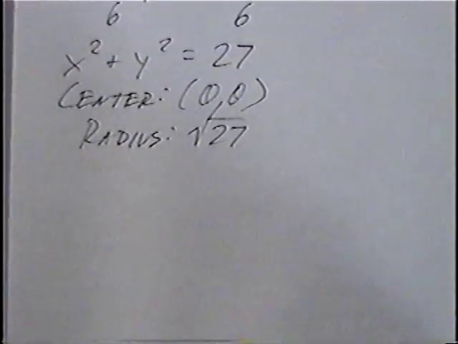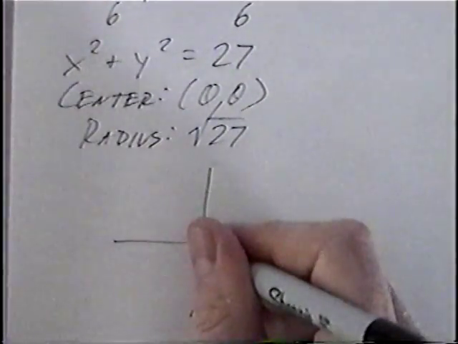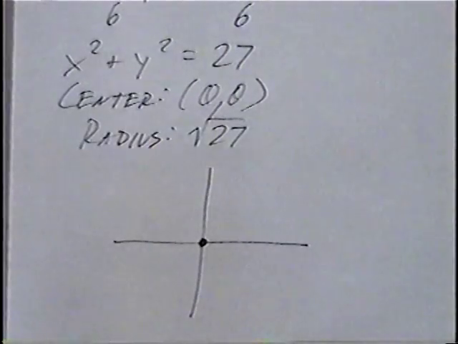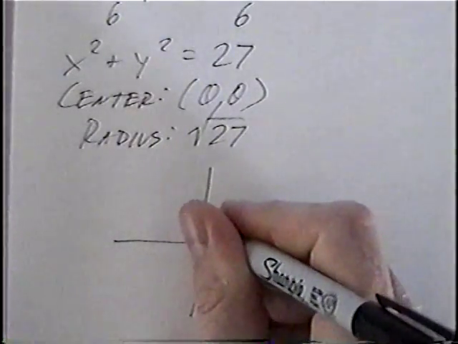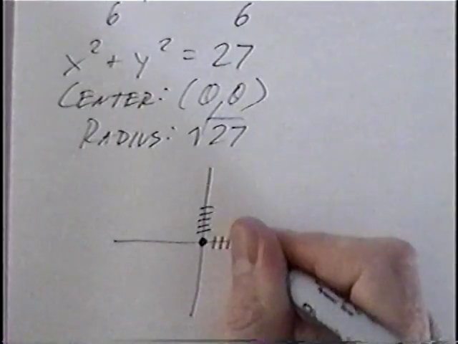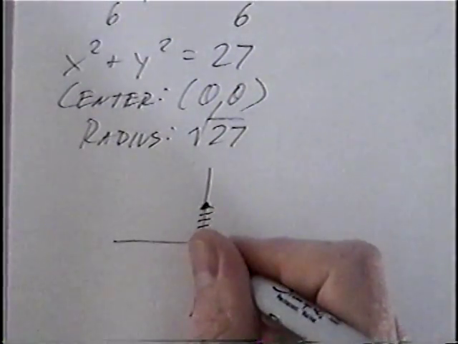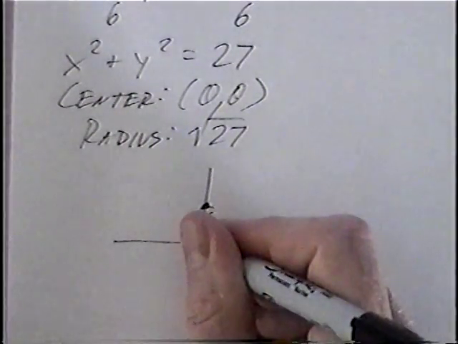To graph this equation, we can draw the xy axis. The center is 0, 0. The radius is the square root of 27, which would be a little bit more than 5. So we'll go 5 spots up and 5 spots to the right, and 5 spots down, and 5 spots to the left.